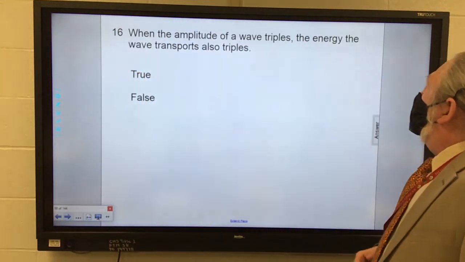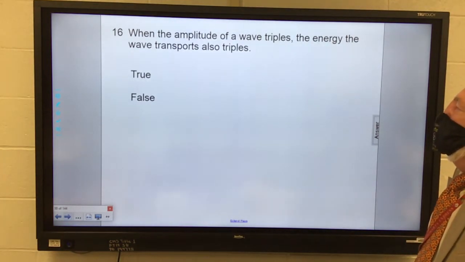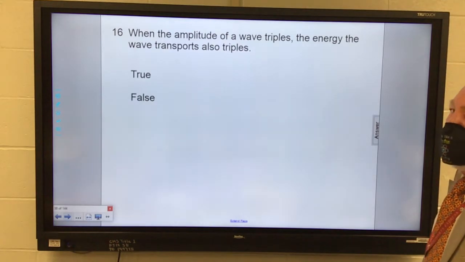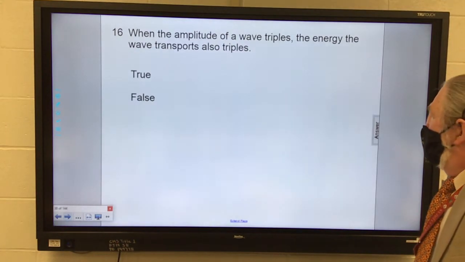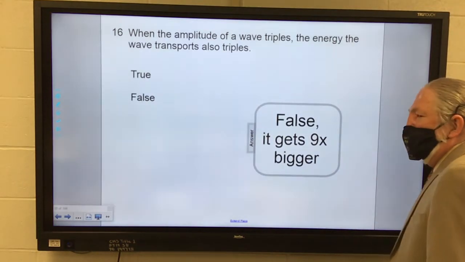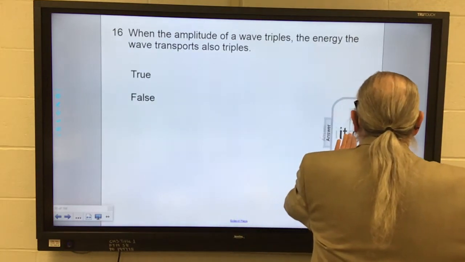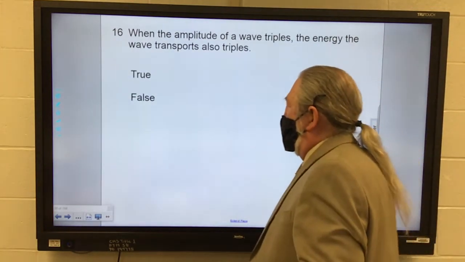When the amplitude of a wave triples, the energy of the wave transport also triples. Oh, be careful with that one. Oh, it gets 9 times bigger. Remember that? Okay, you got it?